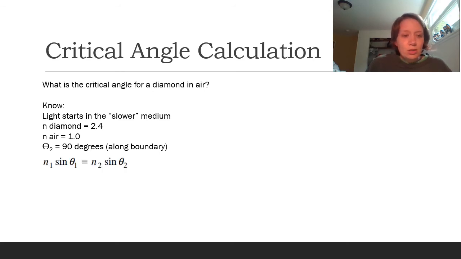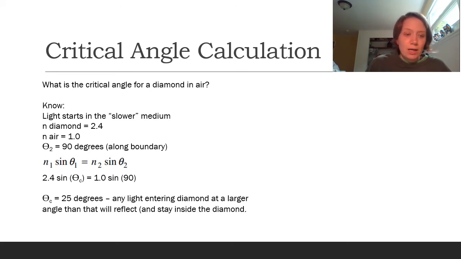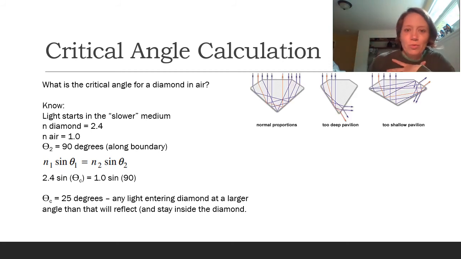So I use my Snell's law, and I just plug in 2.4 times sine of theta c equals 1.0 times the sine of 90, and you calculate theta c, the critical angle, is 25 degrees. So what that means is for diamond, if we're entering any bigger than 25 degrees, it actually stays inside the diamond. This is actually the reason why diamonds are so sparkly and used in fancy jewelry, is this idea of critical angle.